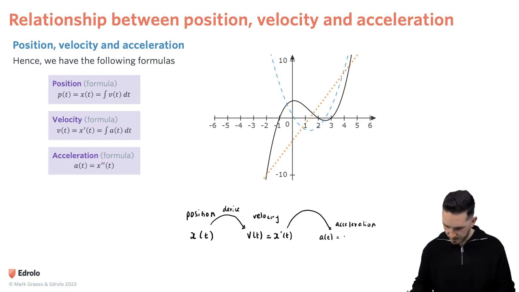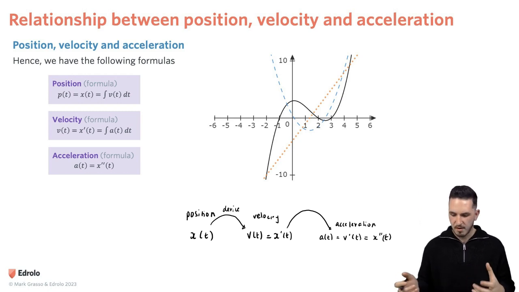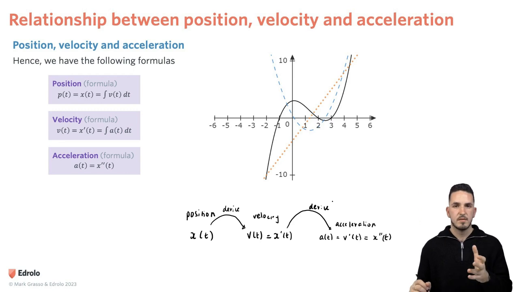A of t is equal to v dash of t, which is equal to x dash dash of t. X dash dash of t just means the double derivative. So essentially you're deriving the position twice. Once you get to the velocity, you just derive that again. So to move from position to velocity to acceleration, you derive.